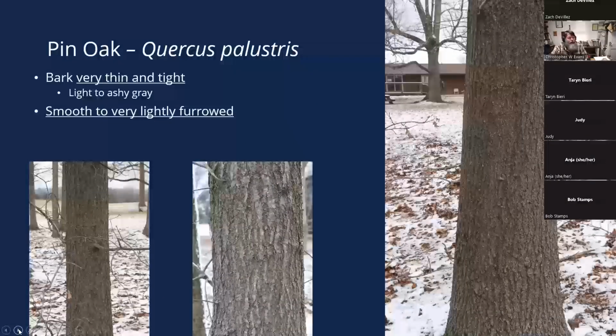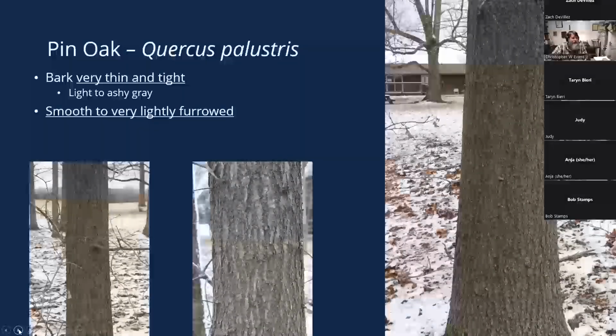The bark on pin oak is very thin, tight bark. It's often light colored to ashy gray in color, but especially for an oak, it's some of the thinnest or tightest bark of oak species. It's almost described as smooth or very lightly furrowed, right? So very tight bark, very light furrows, if at all, kind of a light ashy gray color.